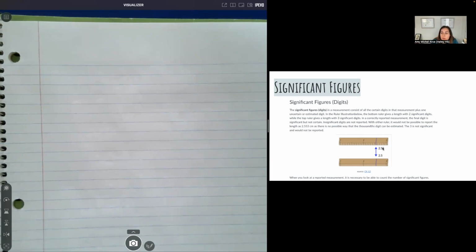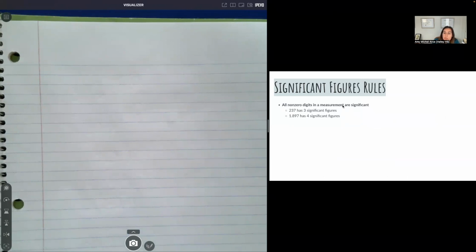In a correctly reported measurement, the final digit is significant but not certain. So your last digit is significant, but it's always the uncertain digit. Down here, this 5/10 is uncertain, and up here, the 5/100 is uncertain. It talks about if you had a different ruler, there's not really a ruler that measures in the thousands place. So this would always be so uncertain, you wouldn't need to include it.